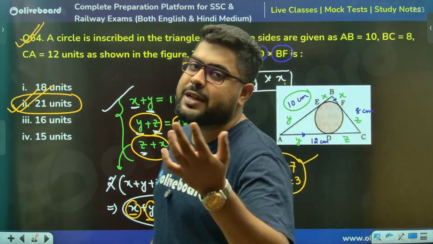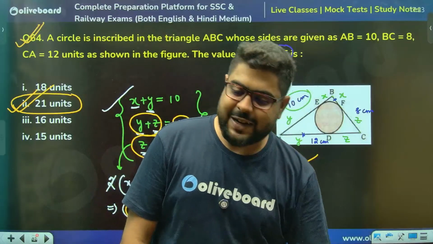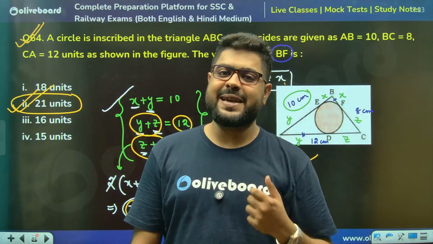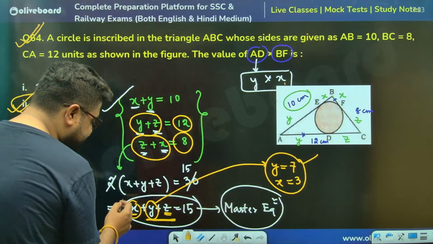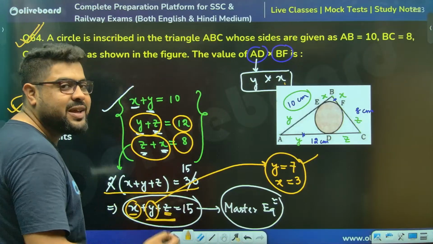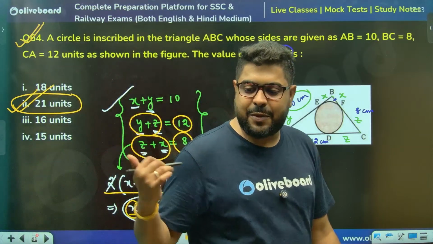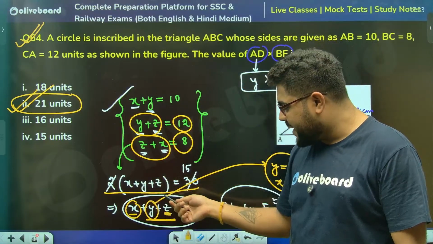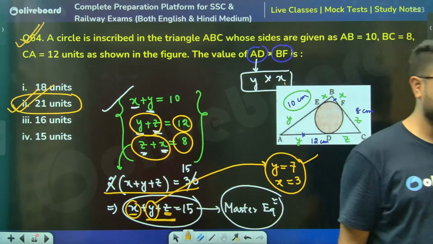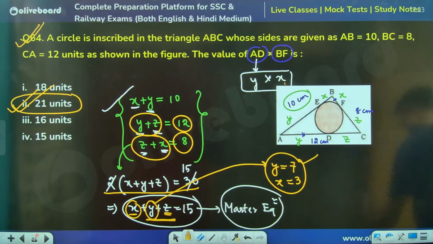Brother, we will go there. The shortcut method you have figured out, AB plus BC plus CA by 2, that you need to remember. How this comes, you have to use this equation only. AB plus BC plus CA, it's like the sum of them divided by 2 that you are doing. You are doing the same thing.